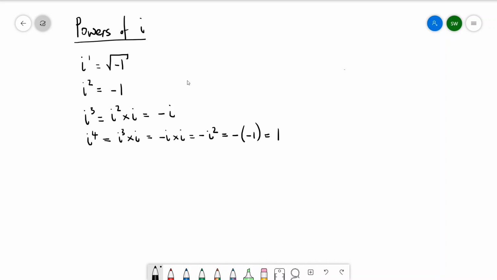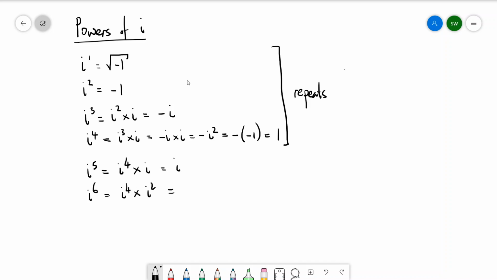Now, what we're going to realise is actually this cycle of i, minus 1, minus i and 1 repeats. And you should see why in a second. If we've got i to the power of 5, we could write that as i to the power of 4 times i. i to the power of 4 is 1, so we can just write that as i. Similarly, i to the power of 6 is i to the power of 4 times i squared. So that's just i squared, which is minus 1, because i to the power of 4 is 1.